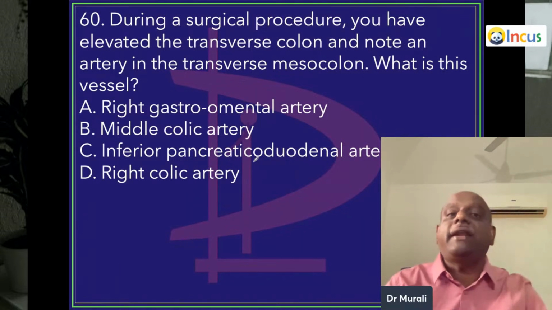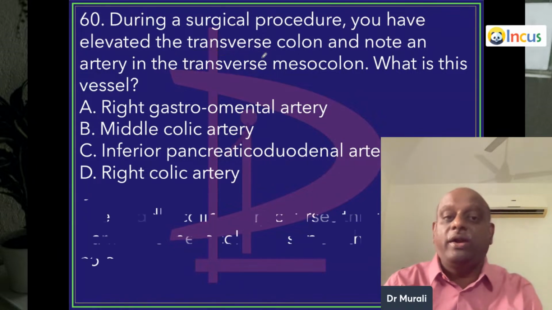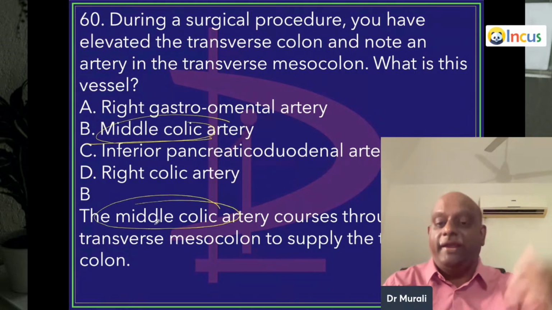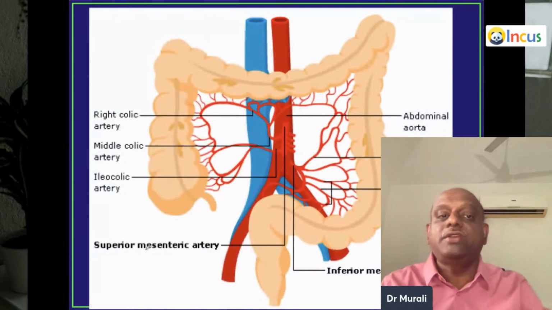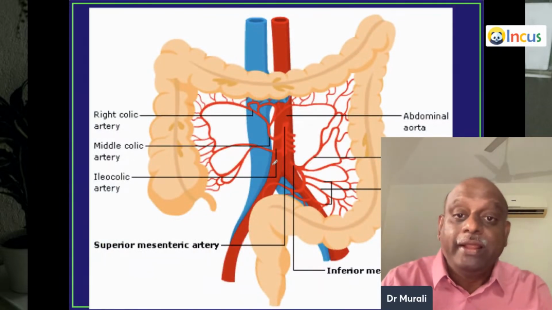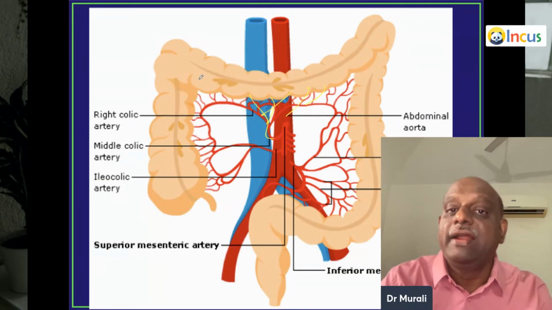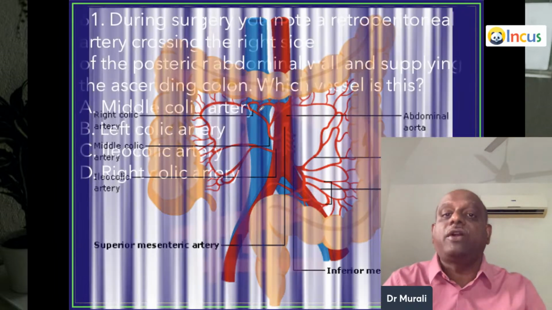You have elevated the transverse colon and identified an artery in the transverse mesocolon. What is this vessel, doctor? It is the middle colic artery. The middle colic artery courses in the transverse mesocolon, and ultimately what does it supply? The middle colic artery supplies the transverse colon, and it passes through the transverse mesocolon, is what you need to remember.